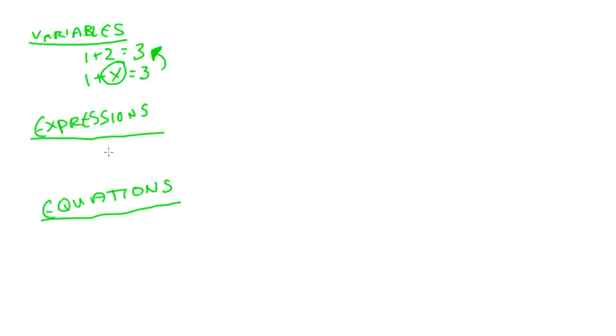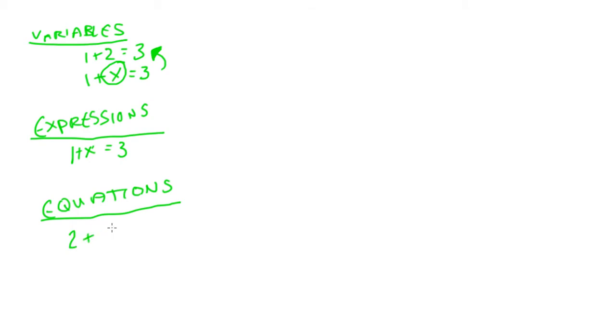Now we move down below and we start to understand that the 1 plus x equals 3 is called an expression, because x is trying to express something that the equation is trying to say. It's really holding a place. And so we move down below and let's try something else.